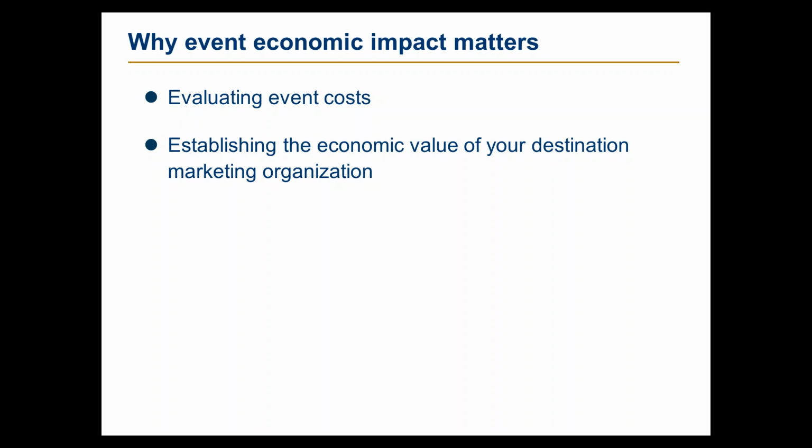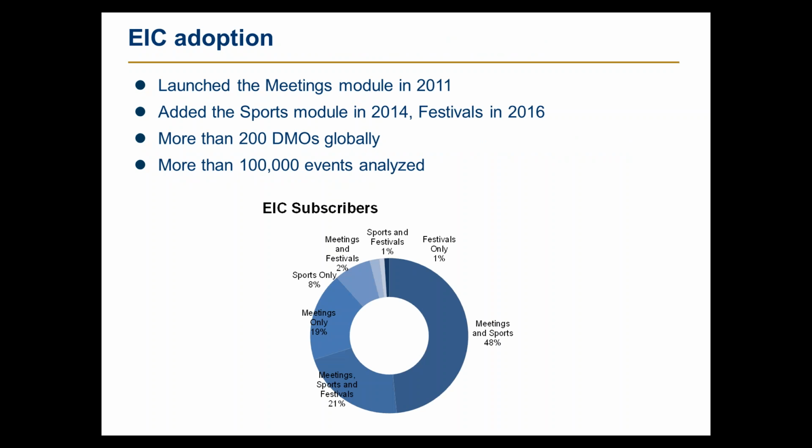Secondly, it's essential that destination marketing organizations understand and communicate the economic value of their activities. And the event impact calculator allows DMOs to establish that economic value by measuring the economic impact of the events that their destination hosts. The event impact calculator was launched in 2011 with the meetings module.